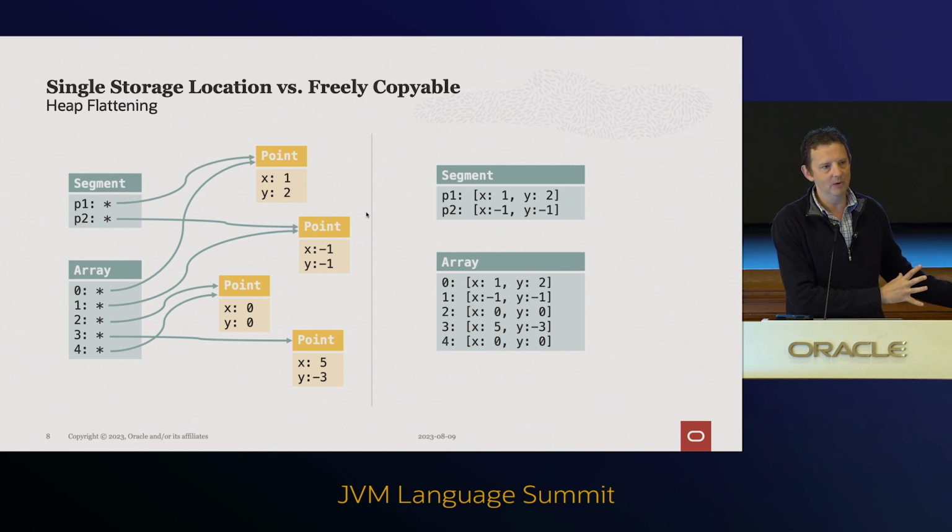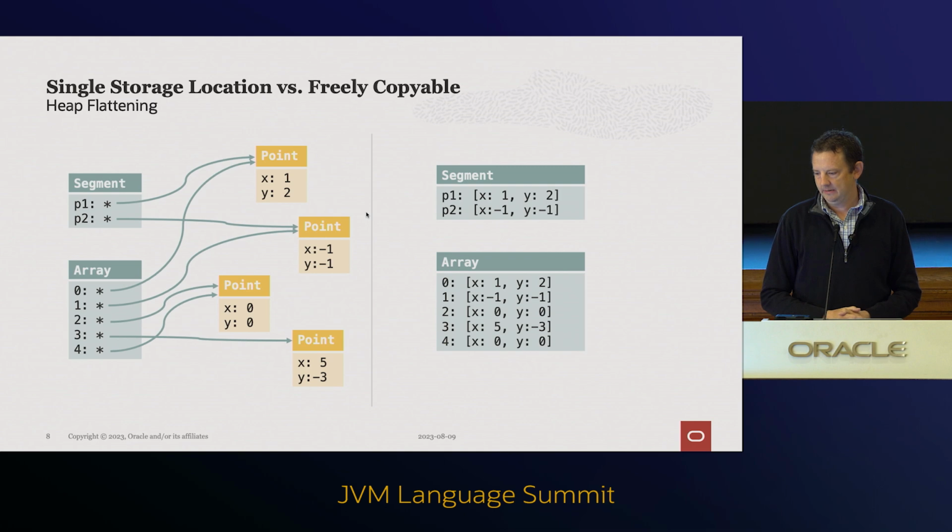So on the left, this is what we get with objects traditionally. I have segments that contain points, an array of points, and every time I refer to a point, that's a pointer to a point. And so the points kind of live in their own space in the heap, and they can be in kind of a jumbled spaghetti of different objects living in different places. On the right, this is what we'd like. The segment object just contains the x and y values for each of the points. The array is just rows of x, y interleaved values.